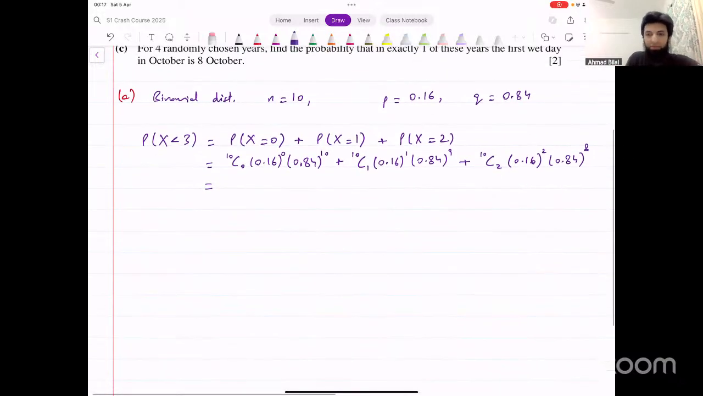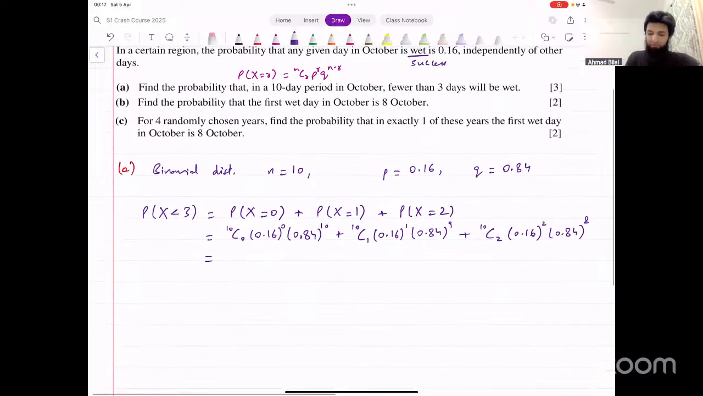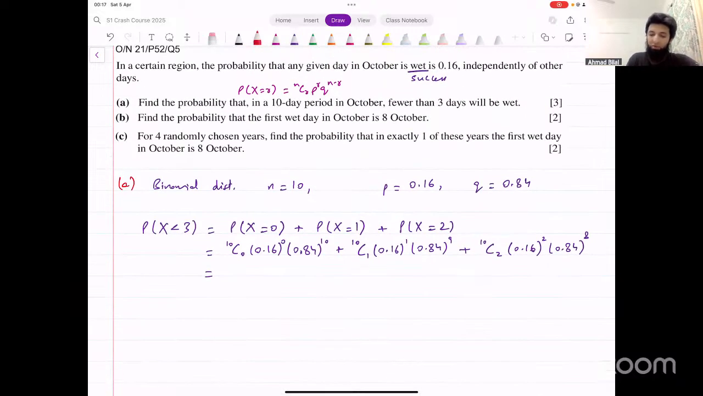Could somebody please do this calculation? Let me know what it is. I'll move on to the next part in the meantime. So the first part was fairly straightforward. As long as you realize it's a binomial distribution, you just have to apply the formula thrice, and that gives you the result.